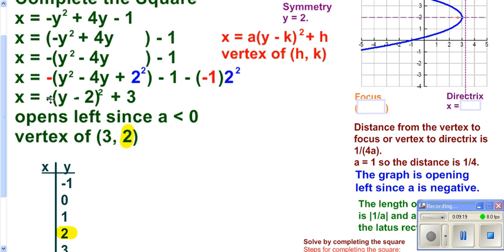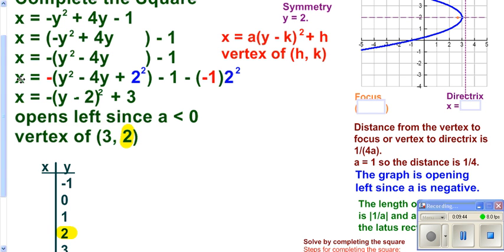Now, a is that negative 1, but we're looking at distance to the left or distance to the right, so I'm going to treat it as a positive because we know distance is positive. So your a value is negative 1, but we make it positive because we're dealing with distance. Plugging it into our formula, plug in 1 here, you get 1 over 4. So we need to go a fourth of a unit to the left.